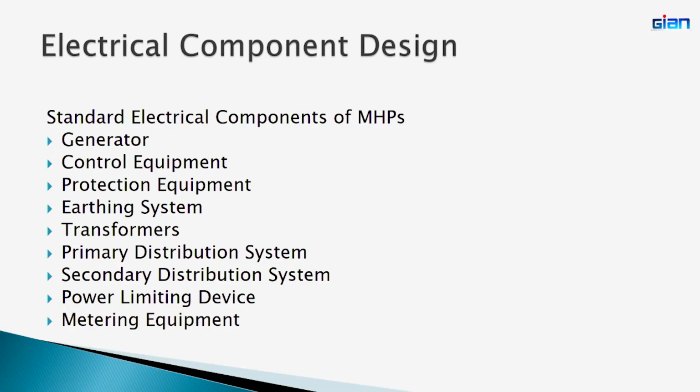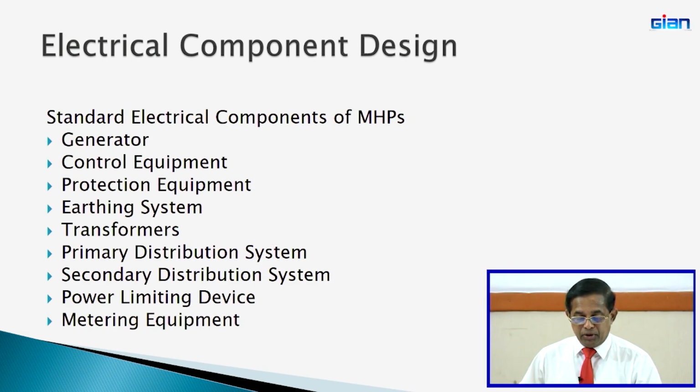Right. So, in a small hydropower plant, some of the electrical components we have are obviously the generator, which is connected to the turbine, control equipment, protection equipment, earthing system, transformers, primary distribution system, secondary distribution system as the case may be, and the power limiting devices and metering equipment, etc. And it depends upon whether metering is done. If you are really selling energy, you will need metering equipment of high accuracy, etc., etc.